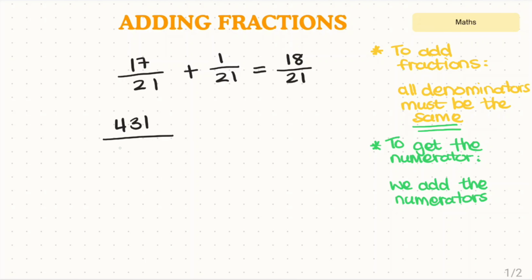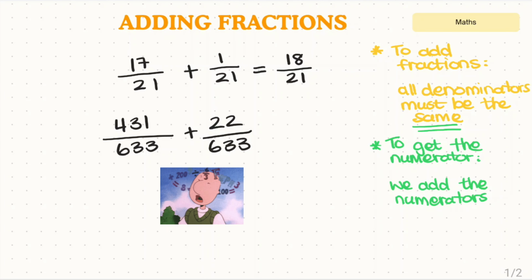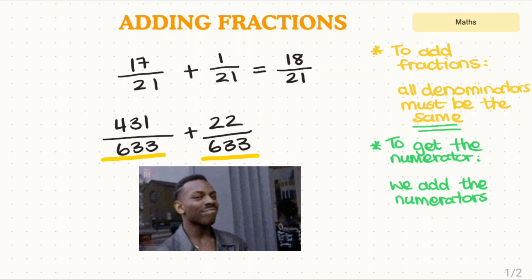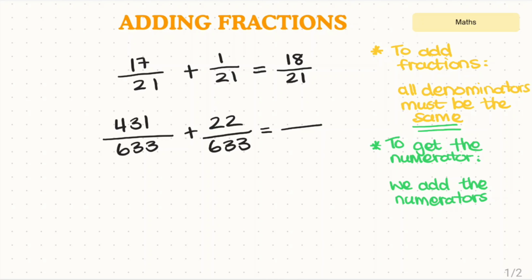If we get really hard questions, we don't have to stress and think, oh my gosh, I need to see visually a shape divided into 633 pieces. No, we know that because we have the same denominators in our question, our answer will have the same denominator. And to get the numerator, we just have to add 431 plus 22. That gives us 453. And that's our answer.